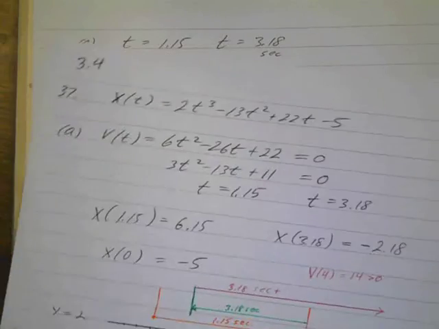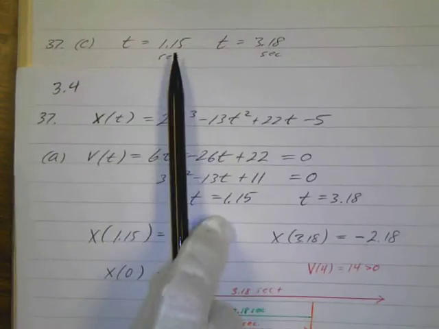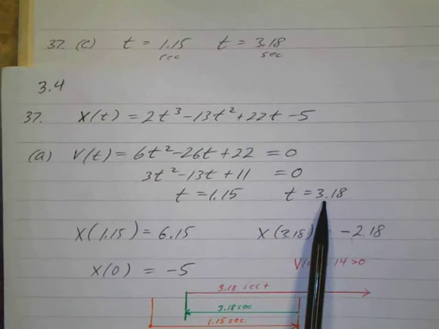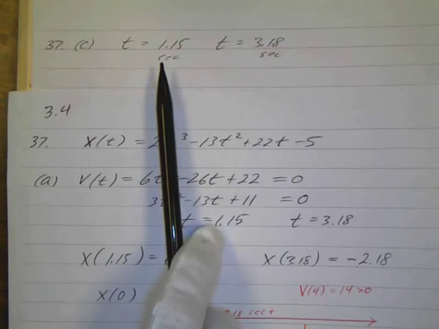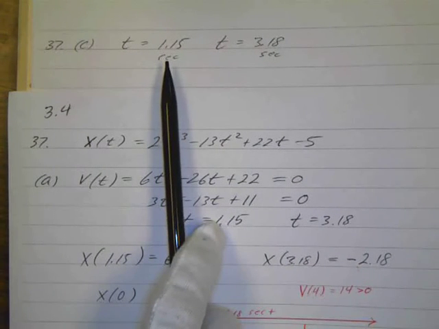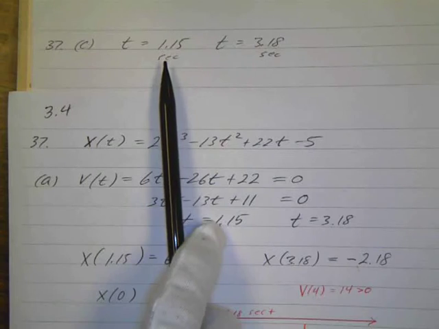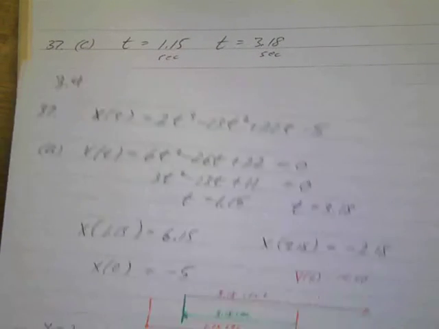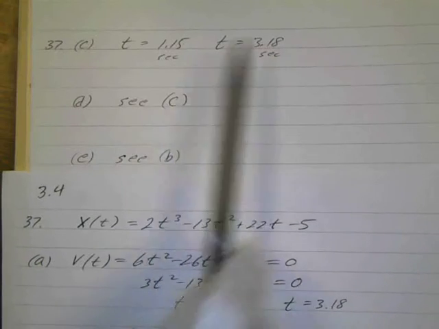Well, it's also at rest when it's changing directions. See, when the velocity is 0, that's when it changes direction. That's when it stops. So the velocity is 0 when it changes direction, because it has to stop to change direction. So these are the same.